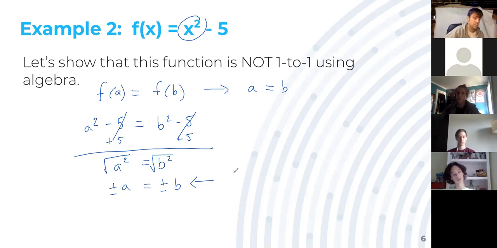And so in this case, this shows that these are actually not one-to-one, because I wasn't able to just arrive at a is equal to b. So this is not one-to-one.